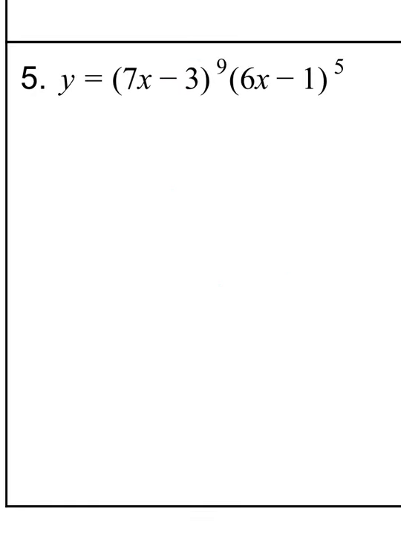Okay, number 5. Our first function is a composite function, 7x minus 3 to the 9th. That will be a chain rule when it comes time to take the derivative. And our second function is 6x minus 1 to the 5th, and that will also be a chain rule. All right, so to take the derivative, we set up the product rule.